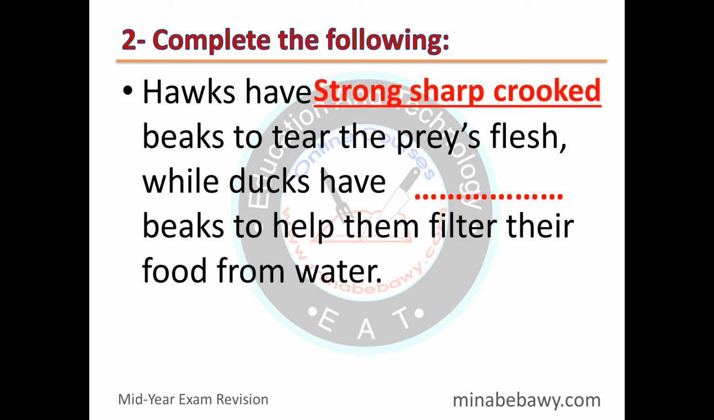Hawks have strong, sharp crooked beaks to tear the prey's flesh, while ducks have wide indented beaks to help them filter their food from water.